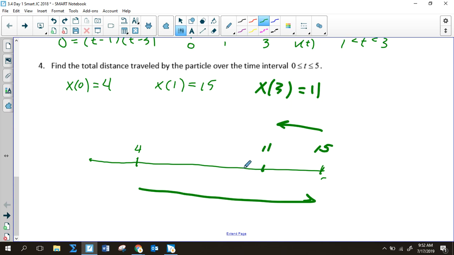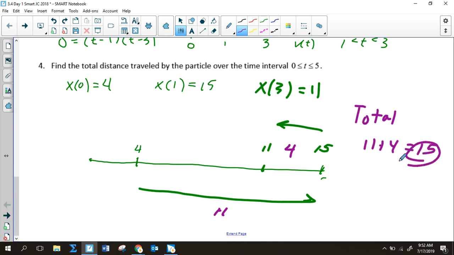I only want to use these absolute value distances. I do not want to use their actual negative or positive value. So from 4 to 15, we went a distance of 11. 15 minus 4 is 11. And then from 15 back to 11, we went a distance of 4. So the total distance traveled is 11 plus 4, which is 15. All right, that's our first example.